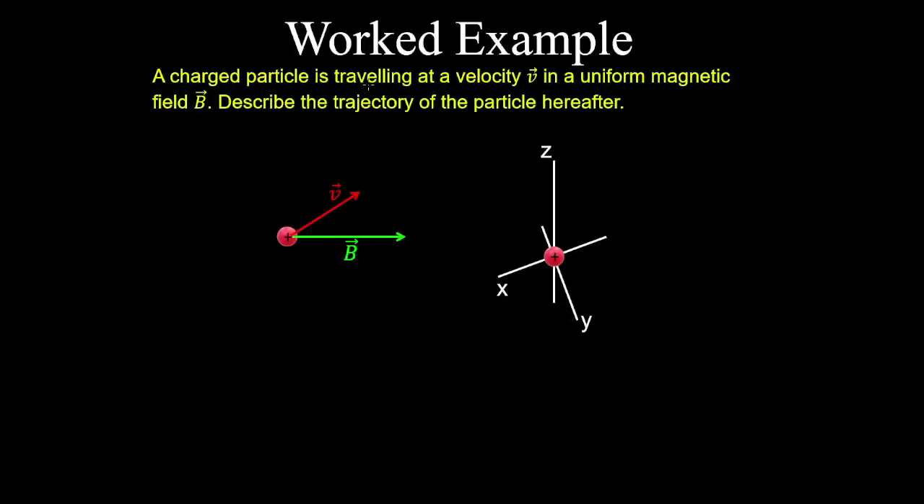A charged particle is traveling at a velocity v in a uniform magnetic field B. Determine the trajectory of the particle hereafter. So let's label this direction as y, which is in the direction of the magnetic field vector. And we're going to resolve the velocity into perpendicular and parallel components to the magnetic field vector. So the perpendicular component will be in the z direction.